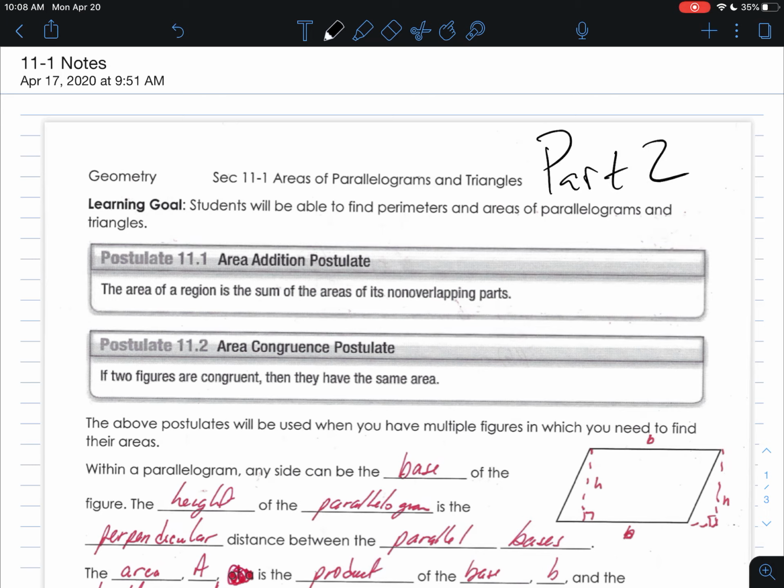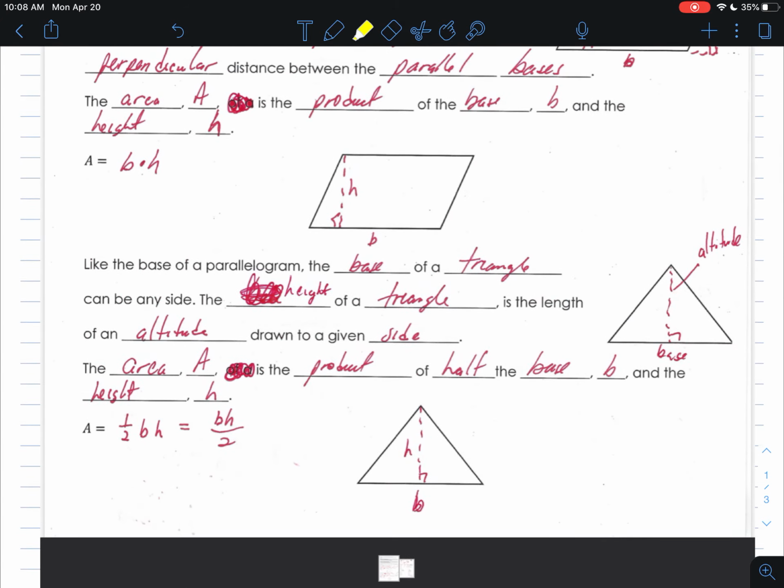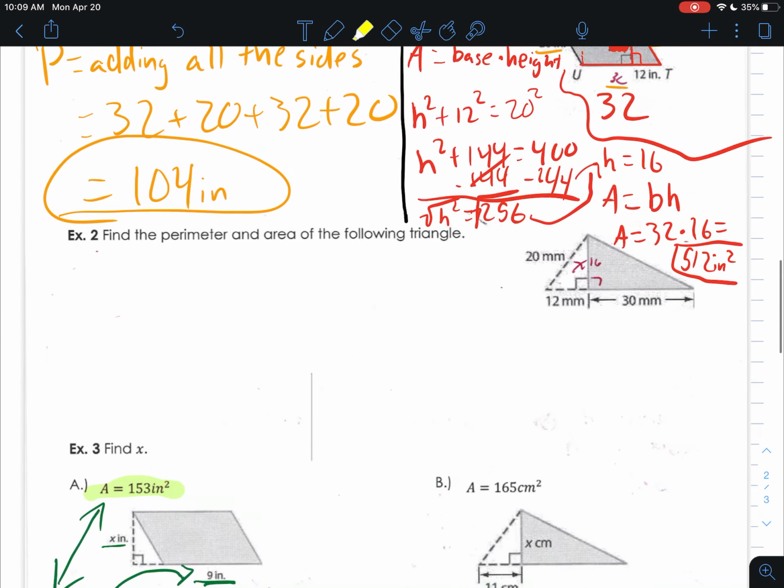Today we're going to be doing part 2, which is the triangles. We're going to be learning how to find the area and perimeter of triangles. Okay, so make sure that you take a look at this stuff. Super important in understanding how to find the areas of a triangle.